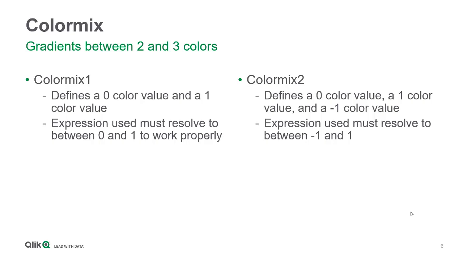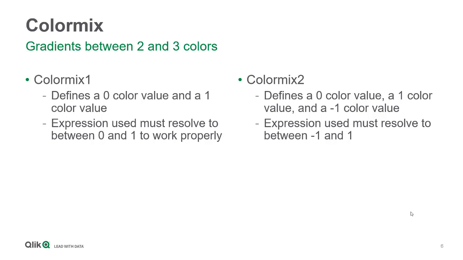So the difference between these two, color mix 1 is good for some of the things we've been doing right now already, where we're just taking a single value and seeing how the gradient works between those two. Color mix 2 is good for if you have two different calculations, two different measures, and you want to compare the two and see how that color is going to work between those two different comparisons.